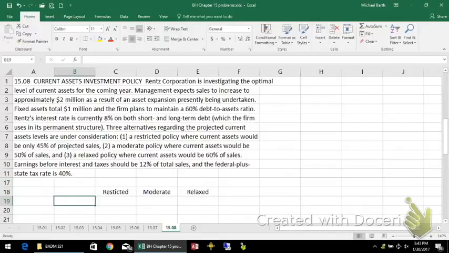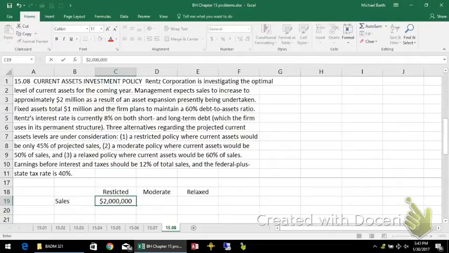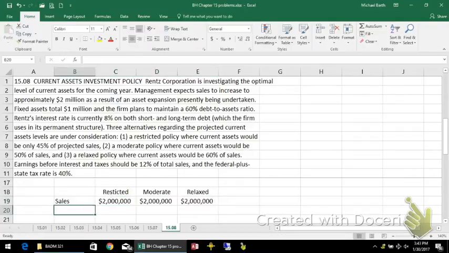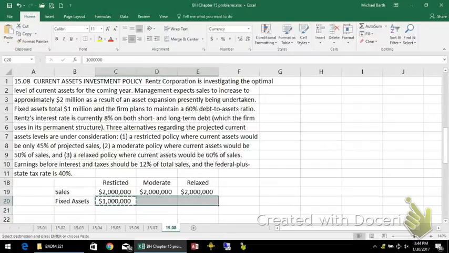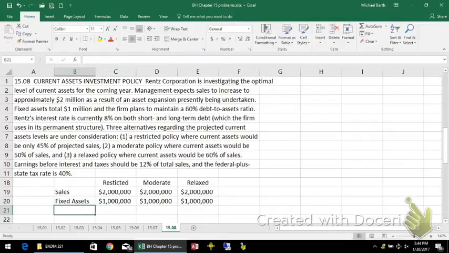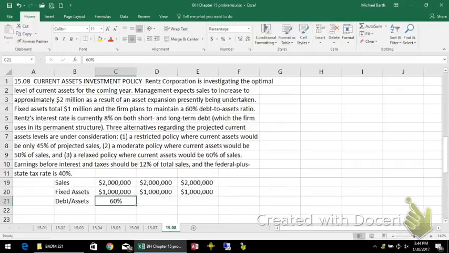All right. We expect sales to increase to $2 million. So $2 million in sales no matter what. Fixed assets will be $1 million, regardless of how flexible we are on current assets. And we're going to maintain a debt ratio of 60%. So the debt ratio, debt to assets or liabilities to assets, is going to be 60% no matter what.